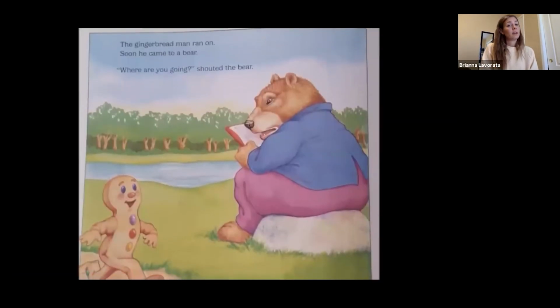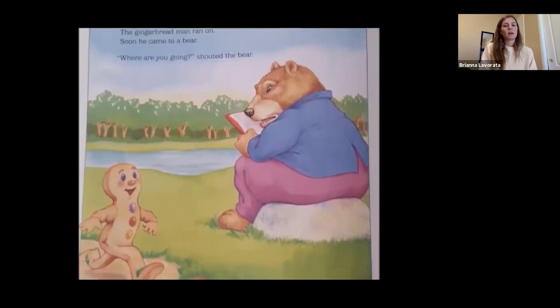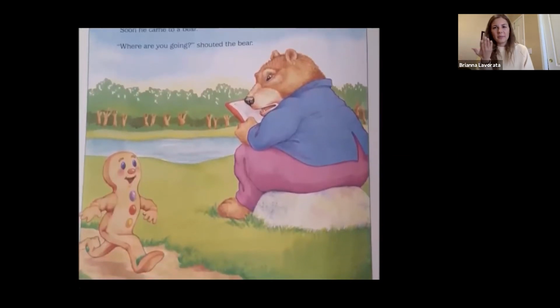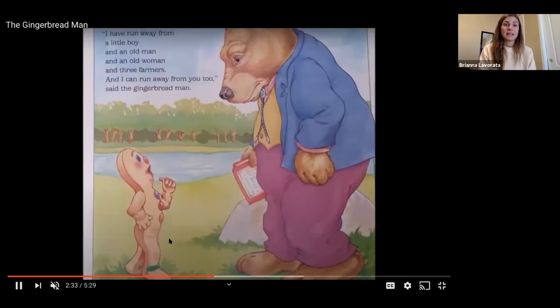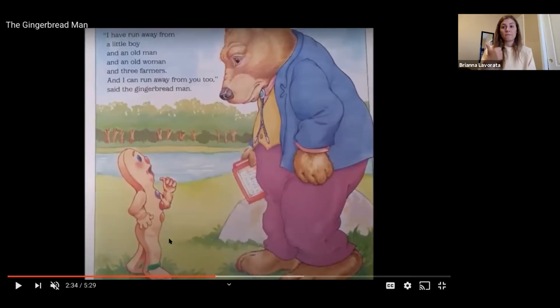The gingerbread man ran on, so he came to a bear. "Where are you going?" shouted the bear. So now in the middle of our story, we're noticing he came in contact with farmers, a bear, and I wonder if he's going to run away from the bear. "I've run away from a little boy and an old man and an old woman and 3 farmers. I can run away from you too," said the gingerbread man.